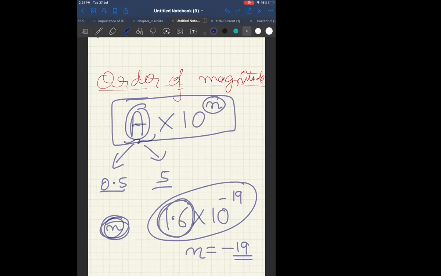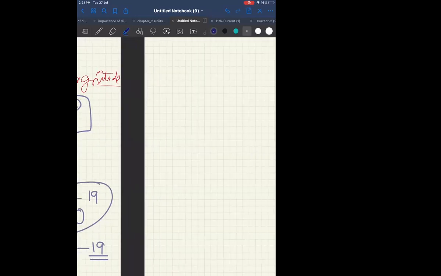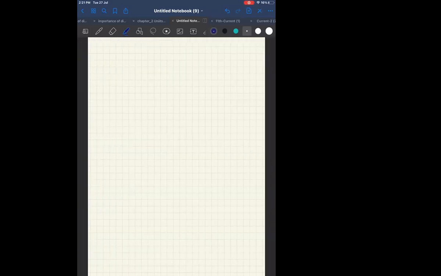Did you understand how? You compare it with the general form where a should be between 0.5 and 5. If it is not between 0.5 and 5, you have to make it into that form. You should make it in that form if it is not in that form. Okay. For example, please look at the screen. 6.7 into 10 power 2. Answer in the message box. What is the order of magnitude? Start.